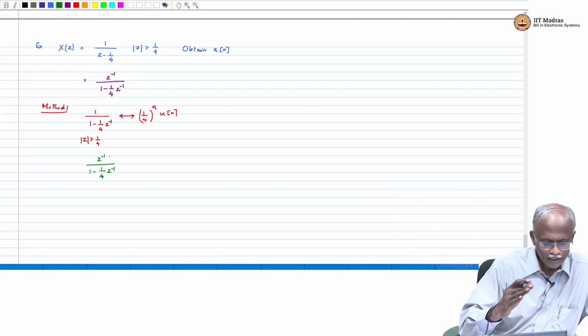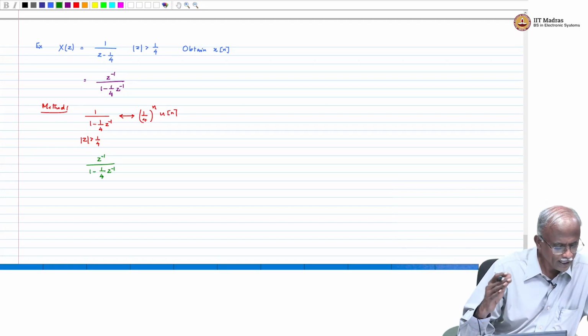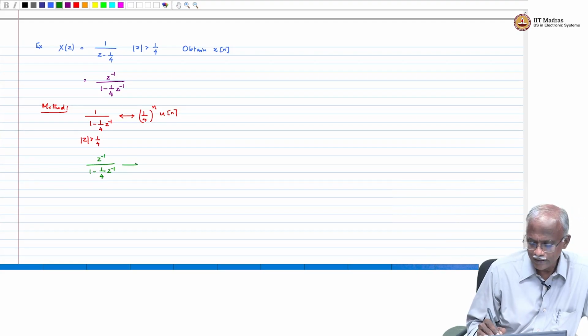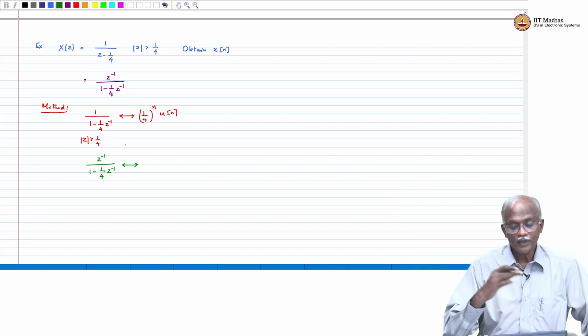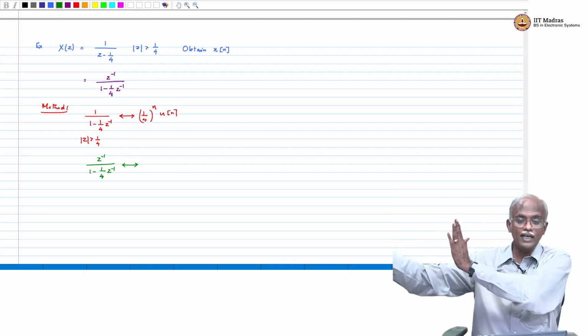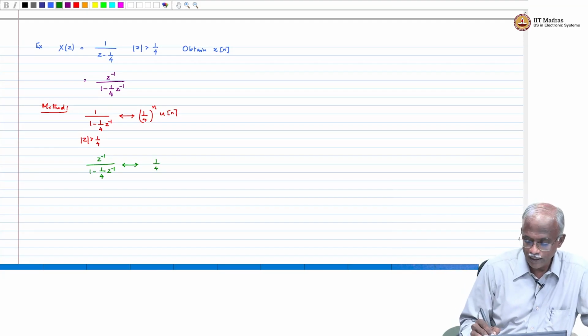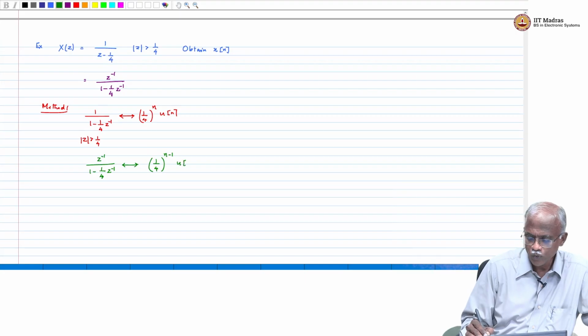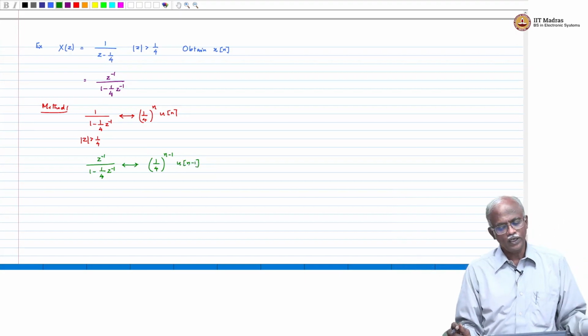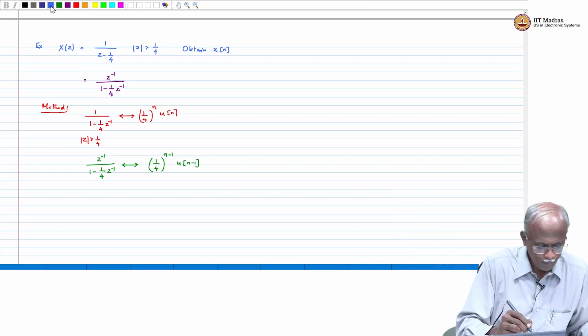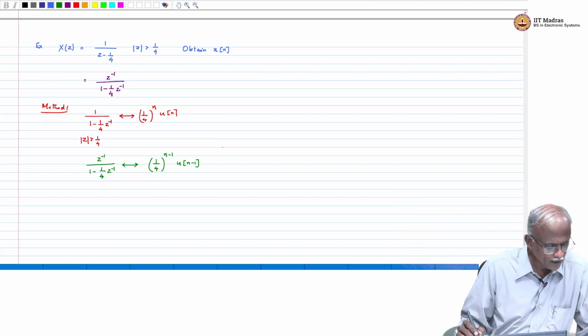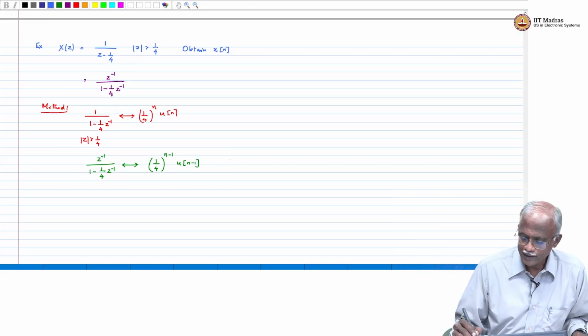Okay, and if I needed to have z inverse over 1 minus 1/4 z inverse, that means it is a sequence that is shifted or delayed in time. Which way are we going? z inverse is a delay, so it will be a delay of 1 unit. So therefore this will be (1/4)^(n minus 1) u of n minus 1. Okay, what property did we use? The time shift property.